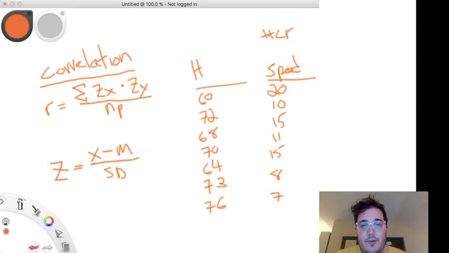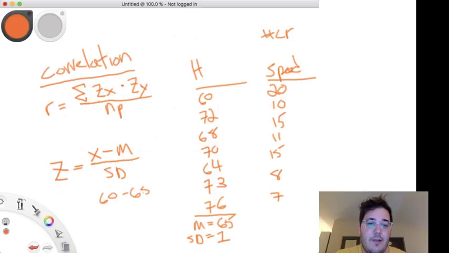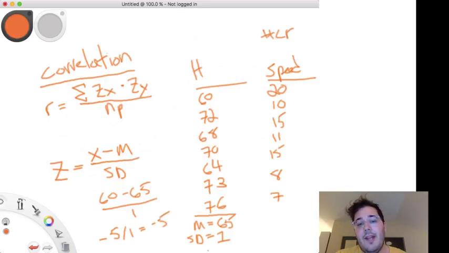So just to make some toy numbers, let's say the mean is 65 and the standard deviation is 1. Now I don't know if this is true, I'm just making these numbers up. You could take 60 and do 60 minus 65 divided by 1. So that's negative 5 divided by 1 equals a z of negative 5. So in this scenario, where the mean is 65 and the standard deviation is 1, a score of 60 is 5 standard deviations below the mean.